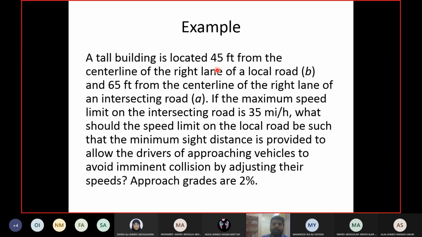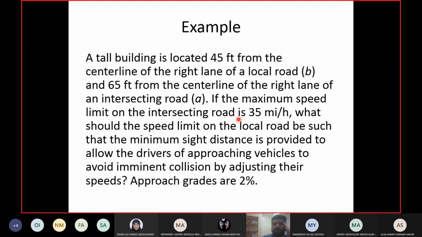There are two tall buildings located 45 feet from the center line of a local road. A local road is a minor road. So the obstruction, which is a building, is 45 feet from the minor road. That is distance B. Distance B is given. The same building is 65 feet from the intersecting road, which is the major road, so the 65 feet becomes A. A and B are given. The maximum speed limit on the intersecting road, the major road, is 35 miles per hour.